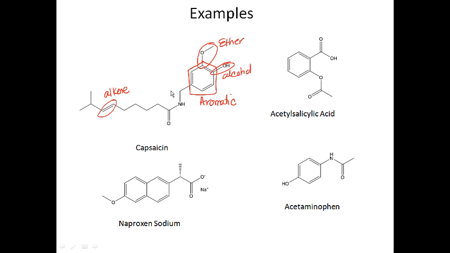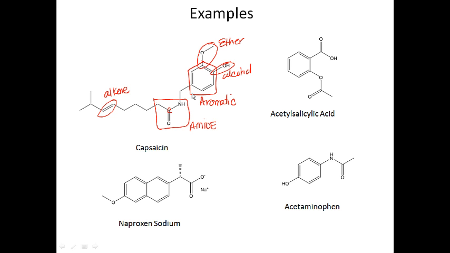Now when we get to carbonyls, I've got to look at what's attached on either side. So this is my entire functional group. It's got a carbon on one side and a nitrogen on the other, so it's called an amide. So capsaicin, its chemistry that ultimately gives it the heat that you get from food, is because it has an alkene, an amide, an aromatic ring, an ether, and an alcohol.